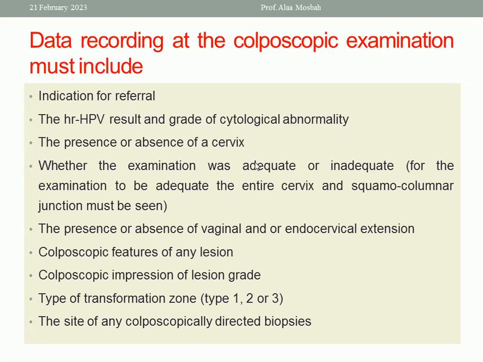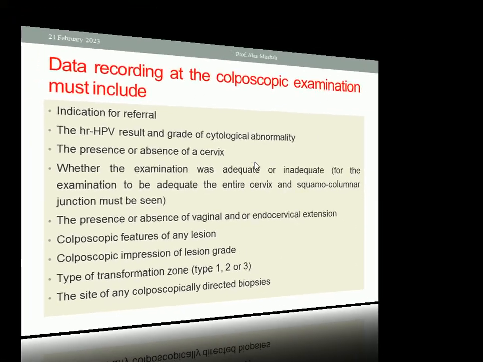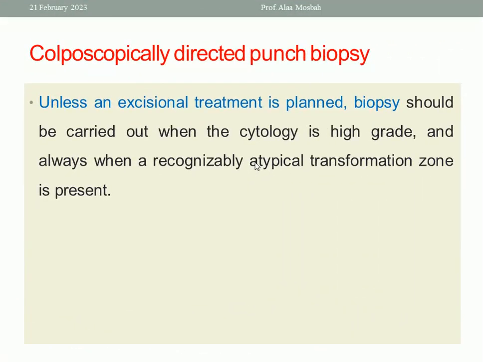Colposcopic impression of lesion grade. Is it grade 1, grade 2, invasive cancer, and so on, or normal or benign? Type of transformation zone. Is it type 1, 2 or 3? Also, the site of any colposcopically directed biopsies. Any biopsies taken, I should mention the site and how many biopsies. As regards the directed punch biopsy, unless an excisional treatment is planned, biopsy should be carried out when cytology is high grade and always when a recognizable atypical transformation zone is present.